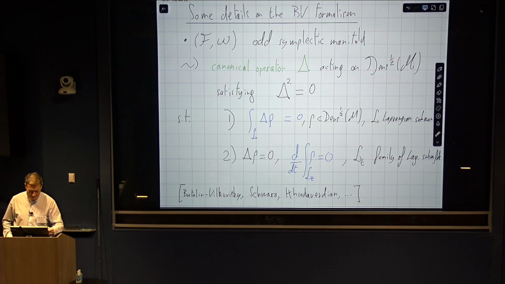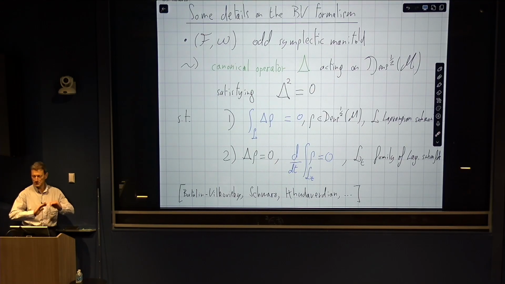And there is a very interesting observation that actually came long after Batalin and Vilkovisky, originally due to Khudaverdian, that such a manifold possesses a canonical operator, denoted by delta, that acts on half densities. So what are half densities? First, what are densities? Whenever you have a supermanifold, there is a natural line bundle that you can associate to it, whose transition functions are just the Berezinian of the transition functions of the manifold.